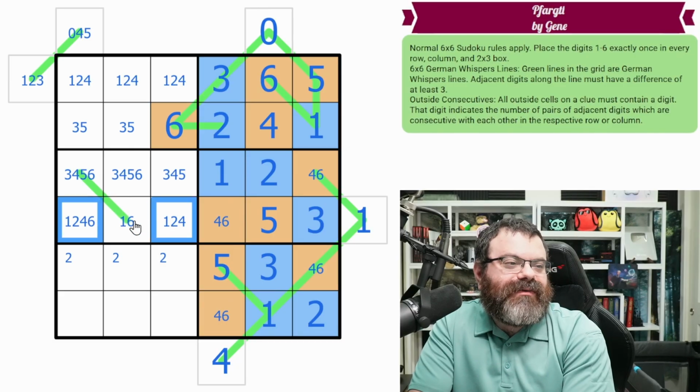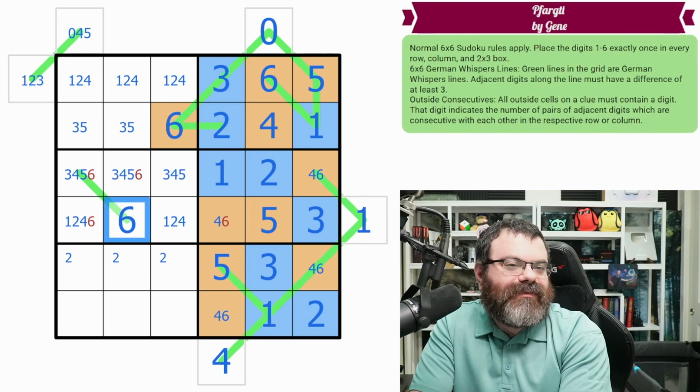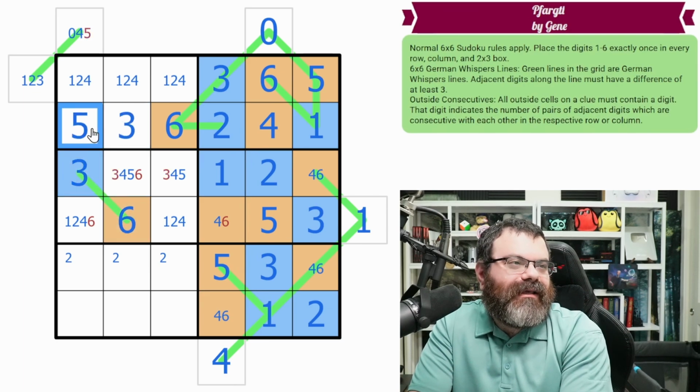The 2 is in one of these two. It can't be next to the 1. So this is a 6, which is high. So that's low, making it the 3. Nice. That's 5 and 3. I'm ignoring that red mark. That's 4 and 6. All right.